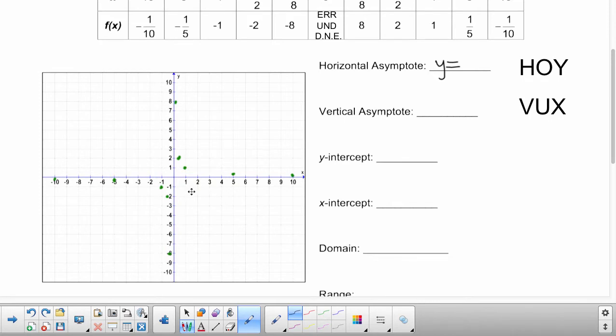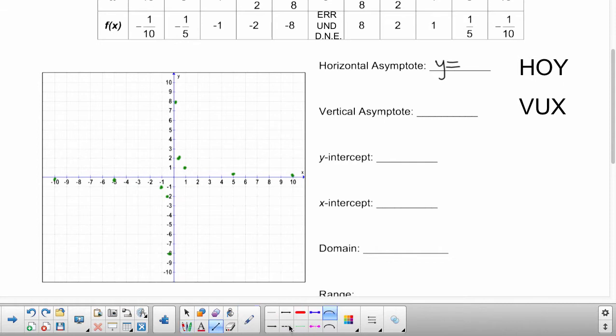Well, what do you notice? It's interesting about our points. It seems to be getting smaller and smaller and smaller, and over here these values are approaching it, but it never quite reaches. That's because there's a horizontal asymptote at the line y equals 0. Remember, we're going to have a y equals. So let's go ahead and draw our dotted line.